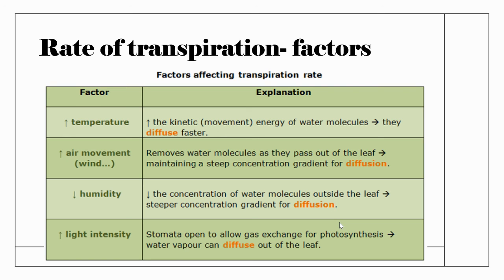And the last factor is light intensity. So the brighter the light, the greater the transpiration rate. So stomata begin to close as it gets darker, and photosynthesis can't happen in the dark, so they don't need to open to let CO2 in. So when the stomata are closed, very little water can escape. Hence, when the light is bright, greater the transpiration.